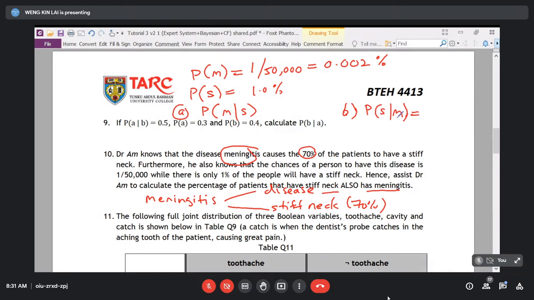So B. Most of you say it's B. GA says it's B. Heng Dong says it's B. Let me see. Maybe I've explained it. If you look at B, what is the probability of someone having a stiff neck given that he or she has meningitis? Right? So this one will be having a stiff neck. What is this? Let me see. 70%. Now, what is 70%?